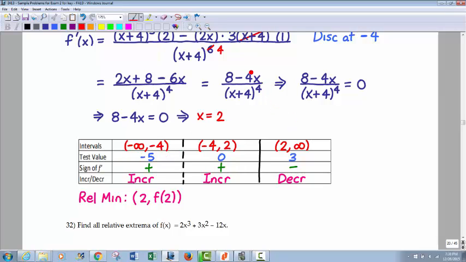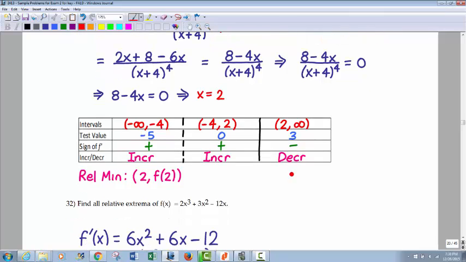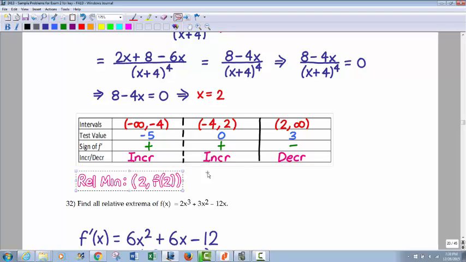If you put negative 5 in there, you're going to get positive on top. If you put 0 in there, you're also going to get positive. But if you put something bigger than 2, like 3, you'll get 8 minus 12, which is negative. Positive, positive, negative. So our function goes increase, increase, decrease. And we do have a relative min at 2, f of 2 because we're changing. Oh, no we don't. Good grief. We have a relative max at 2, f of 2.